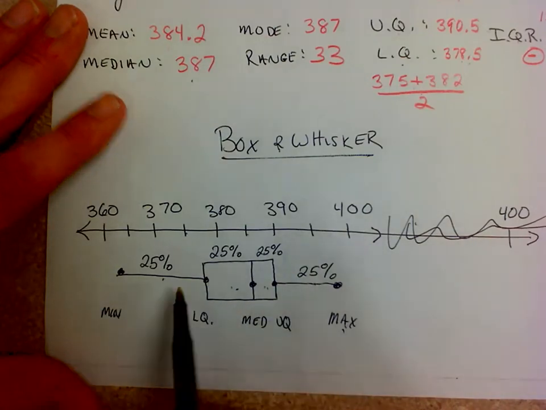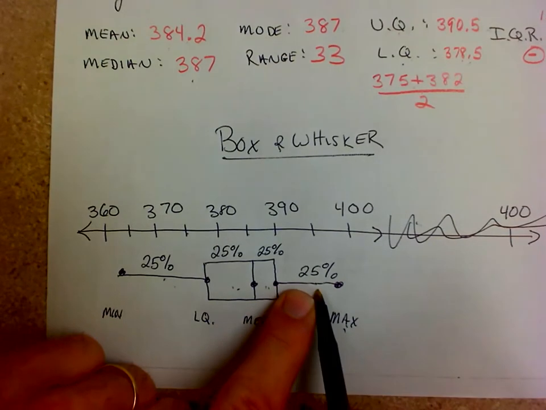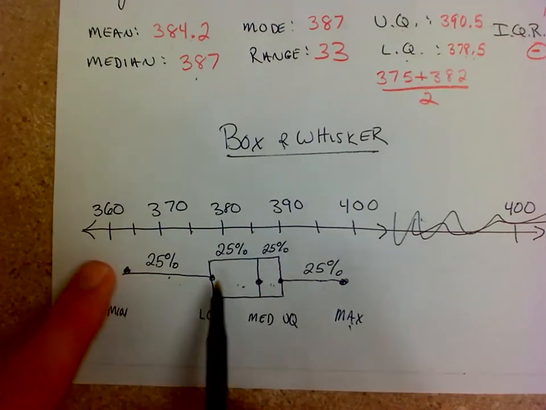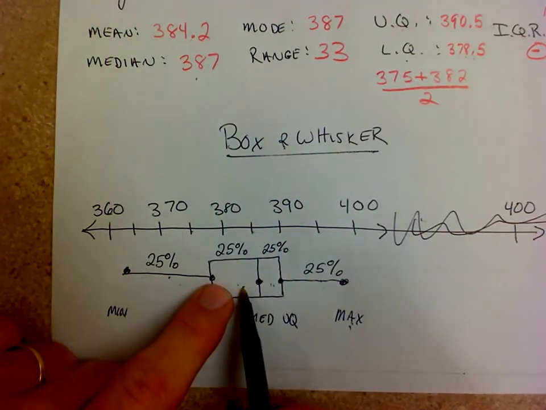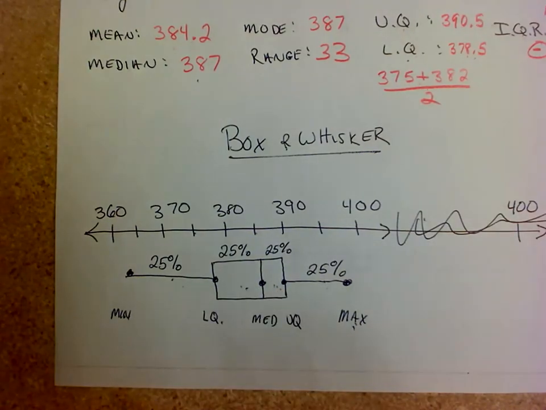Okay, so we can see that, for example, this bottom 25%, this whisker is longer than this whisker. Okay, so what that tells me is the top scores are close together, the bottom scores are spread out. These scores are spread out, all the scores in here are closer together. Okay, so just keep that in mind as we go through working with our box and whiskers.